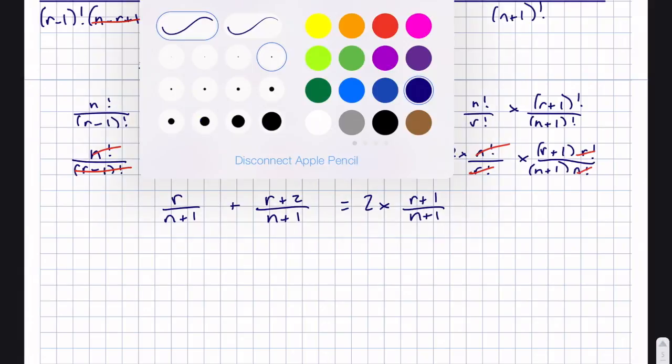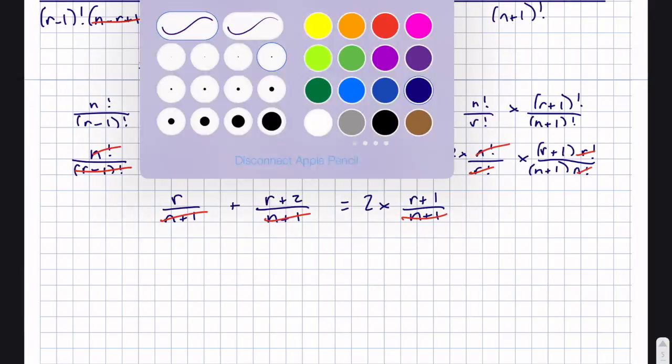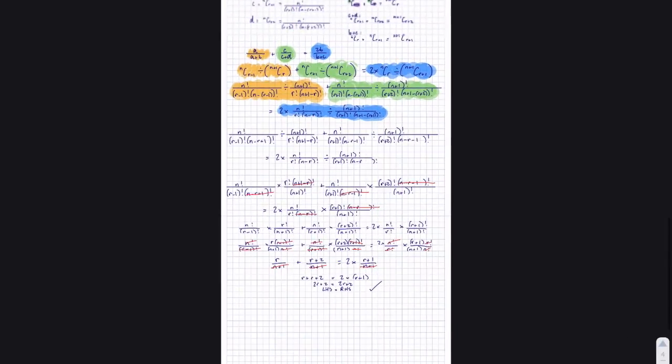Now, all of these had n plus 1 on the bottom, which means I can get rid of all of the bottoms. So I've got r plus 2 equals 2 times (r plus 1). I'm putting this in brackets because I have to times the whole lot by (r plus 1), which means 2r plus 2 equals, expand the brackets, 2r plus 2. Left-hand side equals the right-hand side. Done. Gosh, I hate that question.